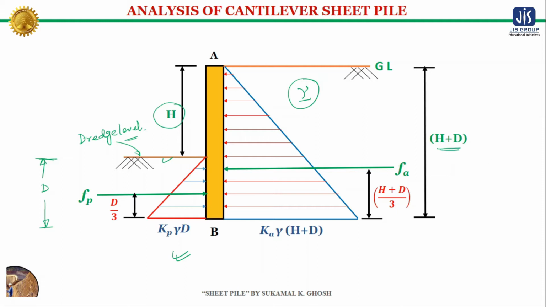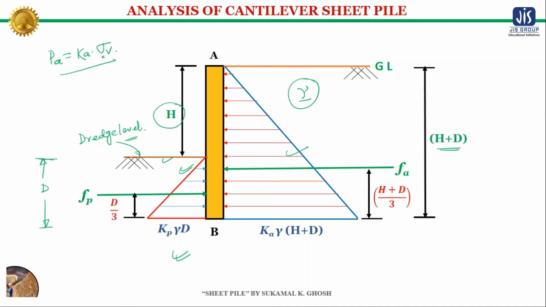As we discussed, we will always draw the active earth pressure diagram at the right side of the sheet pile, and we will draw the passive earth pressure distribution diagram at the left side of the sheet pile in the analysis of sheet pile. Now from this particular figure we may calculate the active and the passive earth pressure at the base of the sheet pile. So we know the active earth pressure PA is equal to KA into sigma V, right?